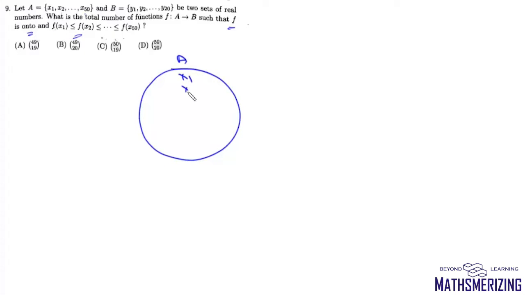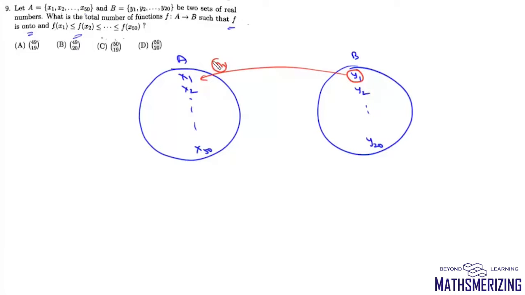There are x1, x2 up to x50, and then there are 20 elements in set B, which are y1, y2 up to y20. Now if we consider this y1 in B, then it will have a pre-image in A. Let n1 represent the number of elements in set A whose image is y1. So for y1 there will be n1 elements, then for y2 there will be n2 elements, for y3 there will be n3 elements, n4, and it'll go all the way up to n20, and this way all these 50 elements should be mapped.